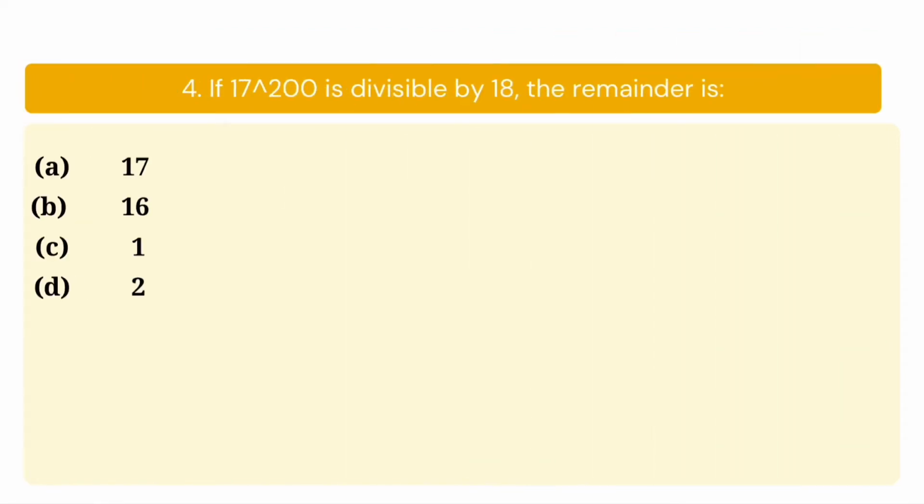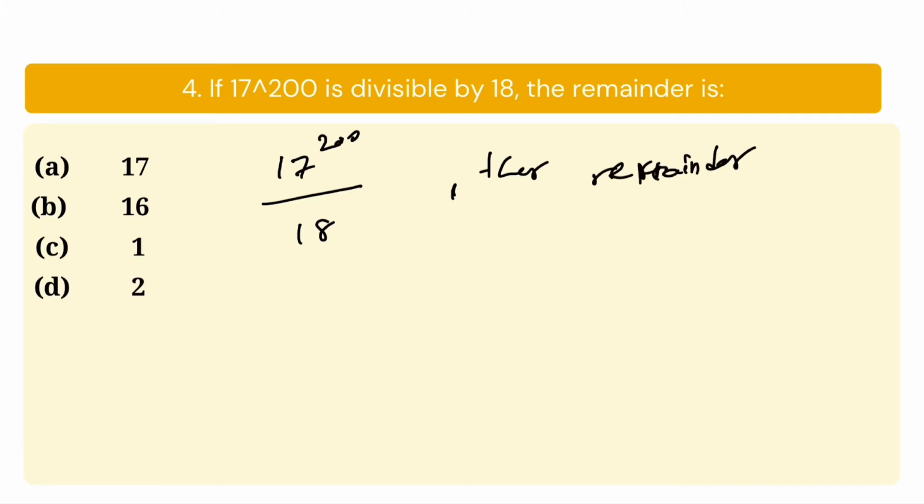The question is, if 17 power 200 is divided by 18, the remainder is? Normally, whenever we get remainder problems in power form, first try to take the units digit, take the power rule, divide, and check the units digit of the answer, and that might be your remainder. But when the number is high, doing that method will not give us confidence that it is the remainder.